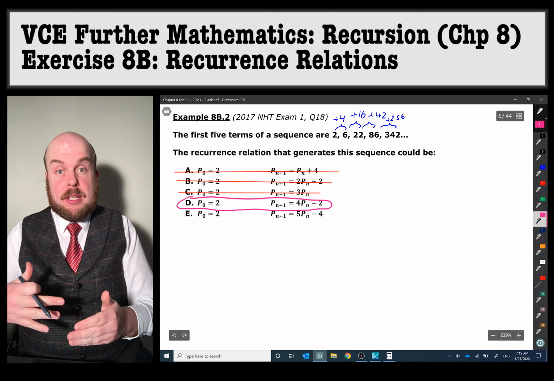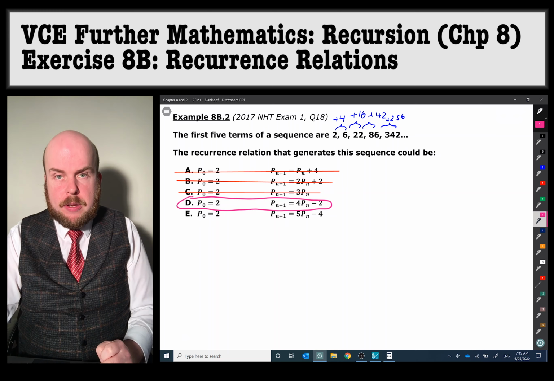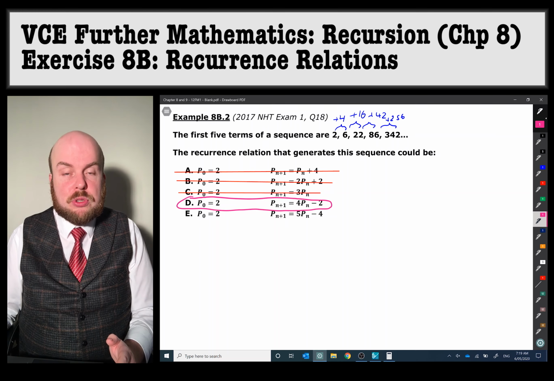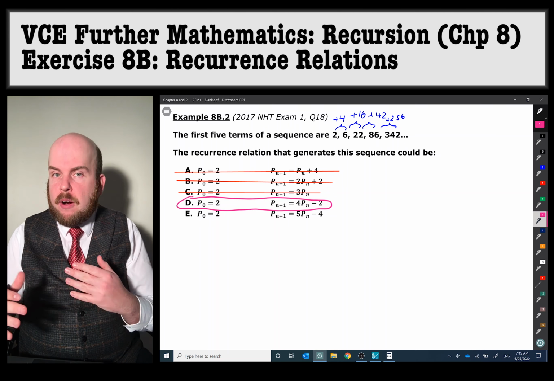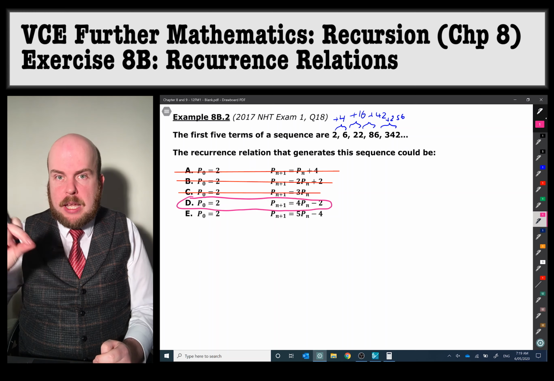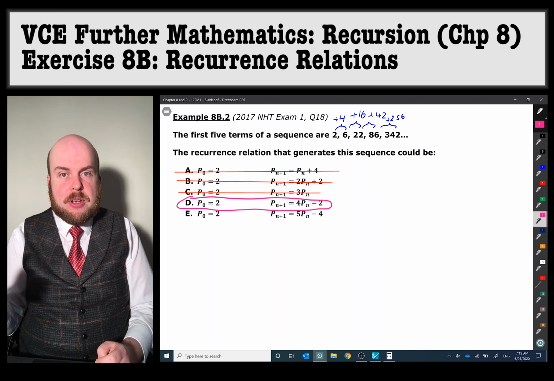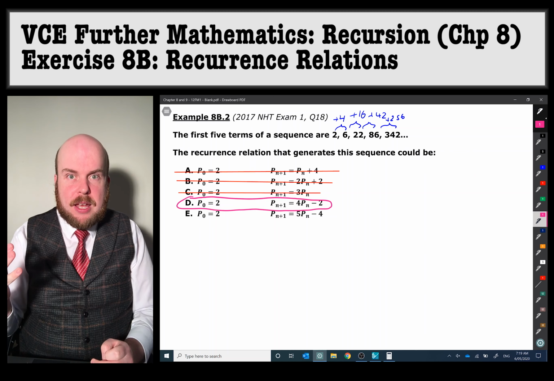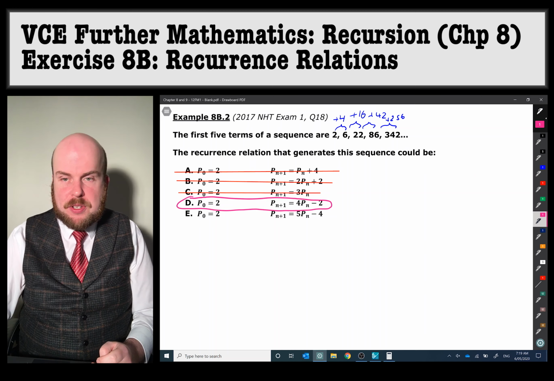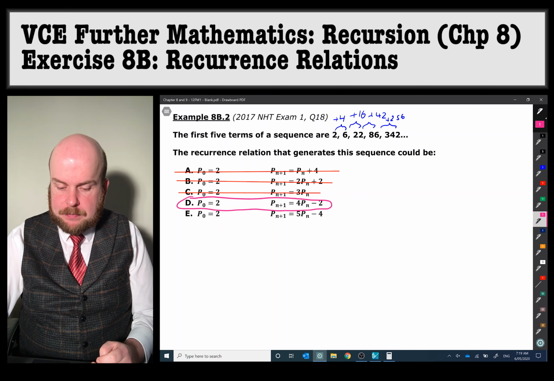You'll notice there I went to the effort of checking every single term. That is very useful to be able to do, just in case there's often like one little trap. It will seem like you're picking the right one for the first 2 or 3 terms, and then suddenly the last one is different. Always check all the terms that you've been given.